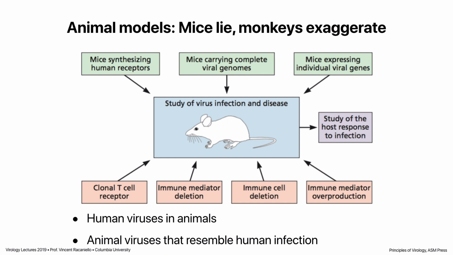And some of the ways that we use mice are shown here. Sometimes, as I'll show you in a moment, we can put human virus receptors into mice, because maybe the mice are not susceptible to infection, but once you put a receptor in, they become so. Sometimes people put complete viral genomes in mice, see what happens. Or individual viral genes you could put in to study what the effect is on the animal. Sometimes you can put in clonal T-cell receptors to look at the effect of recognizing one viral epitope.